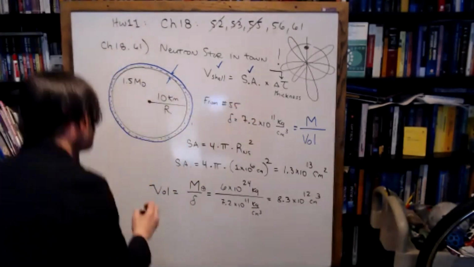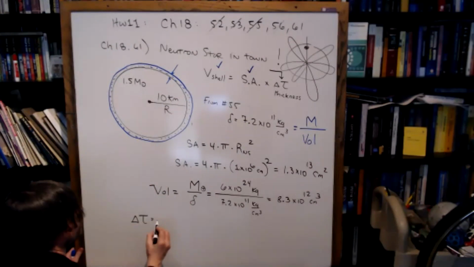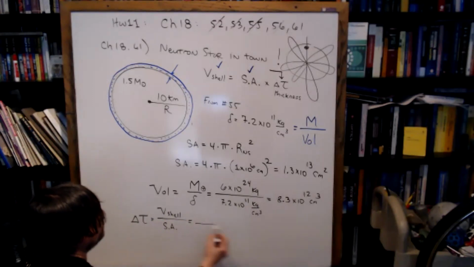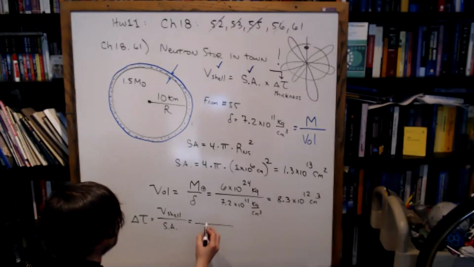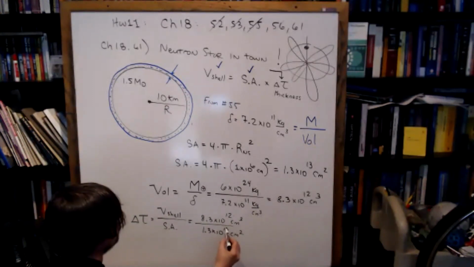Very good. So if I rearrange that, Morgan, my delta tau, my thickness, is going to be the volume of the shell divided by the surface area of the neutron star, or 8.3 times 10 to the 12 cubic centimeters over 1.3 times 10 to the 13 centimeters squared.